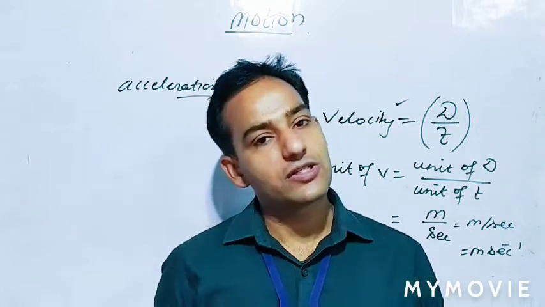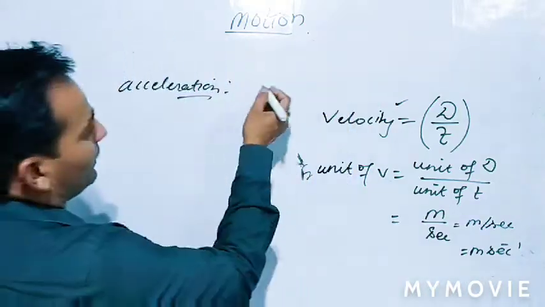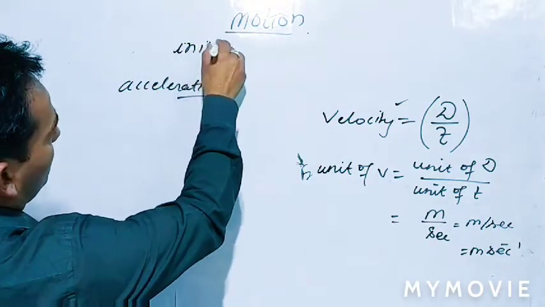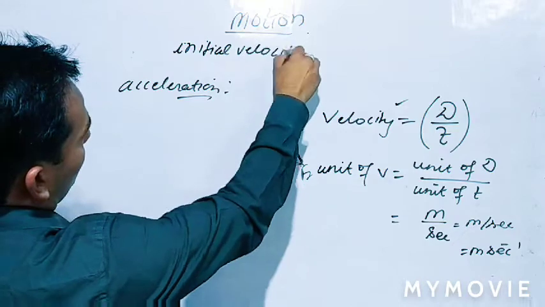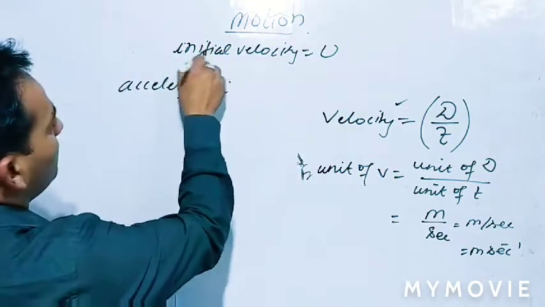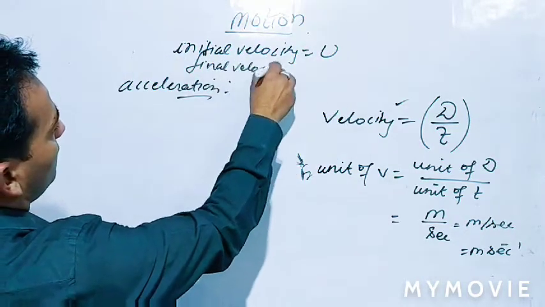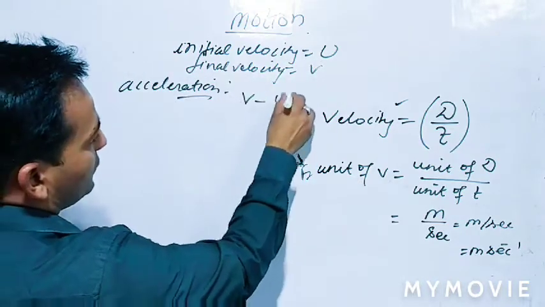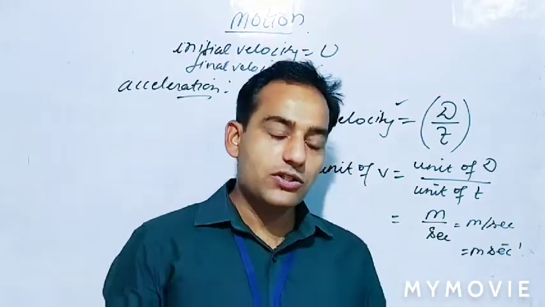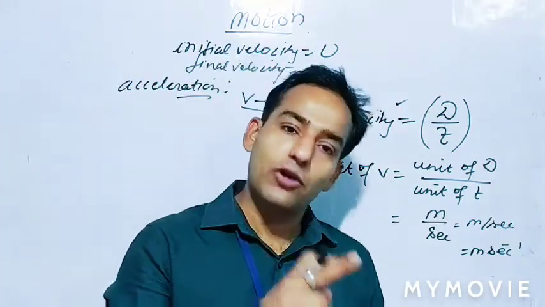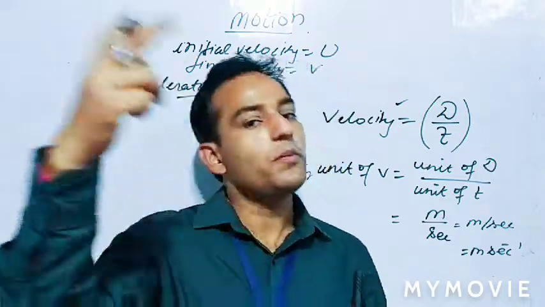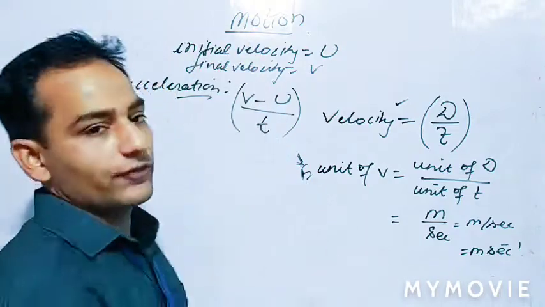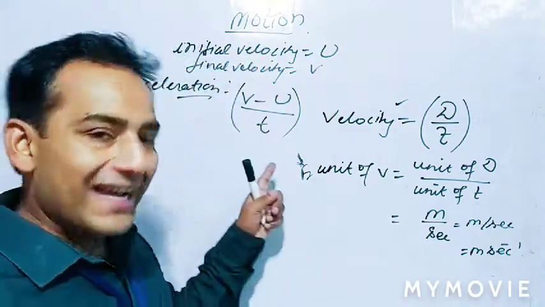Rate of change of velocity is called acceleration. So if we take an initial velocity as u and final velocity as v, then to get the velocity from u to v, from less velocity to more velocity, the difference will be v minus u. If we divide this difference of velocity by t, then it is called acceleration.